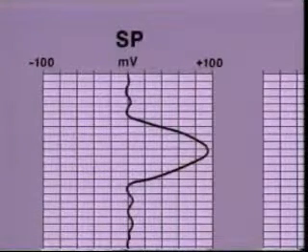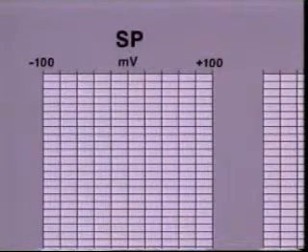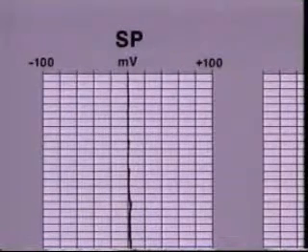If the salinity of the mud filtrate is greater than that of the formation water, say in the case of freshwater sands, a positive potential is developed and the SP curve will deflect to the right. If the salinities of the formation water and mud filtrate are similar, such as when saltwater-based drilling muds are used, there is no SP current flow and thus no SP deflection opposite a permeable bed.